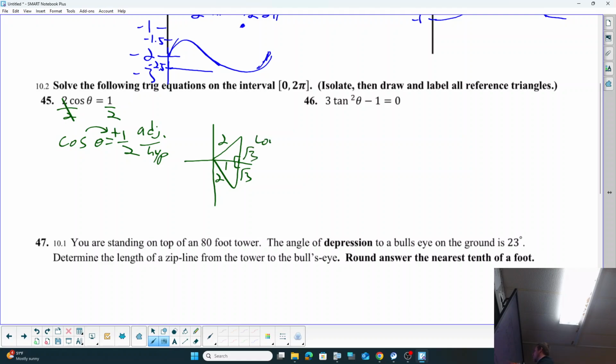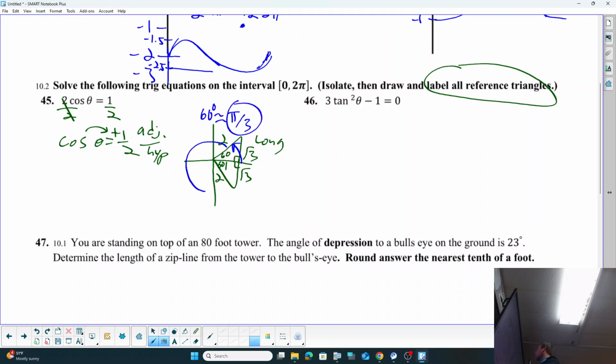And across from the long leg is 60 degrees. 60 degrees. So what are our reference triangles? Draw and label all reference triangles. So our reference triangle then is going to be 60 degrees as our answer. Oh, 0 to 2 pi. So 60 degrees, which is equal to pi over 3, is our answer.